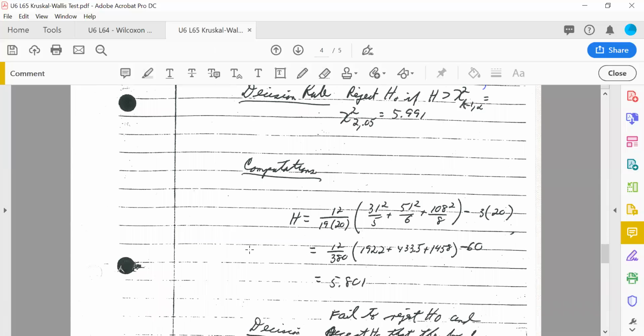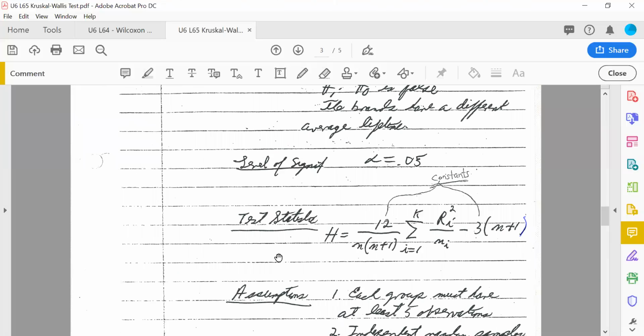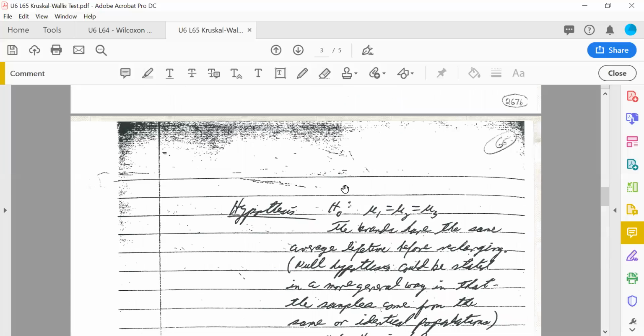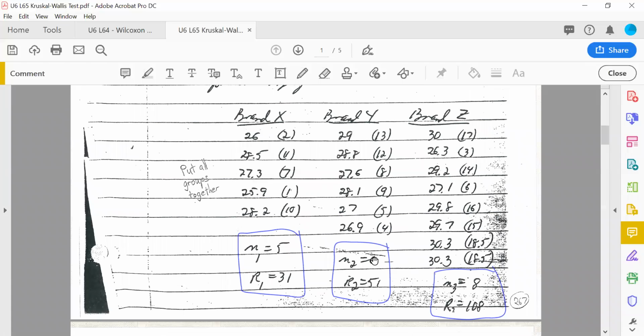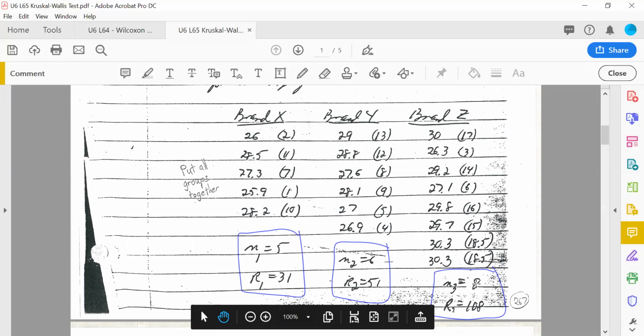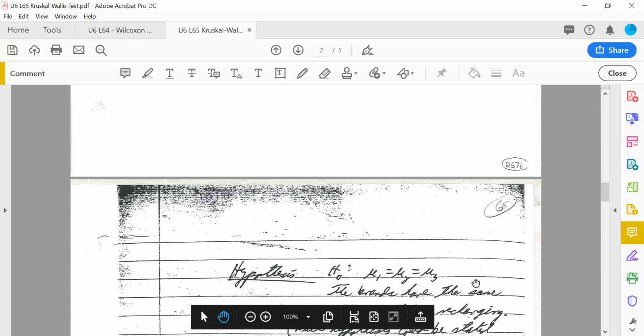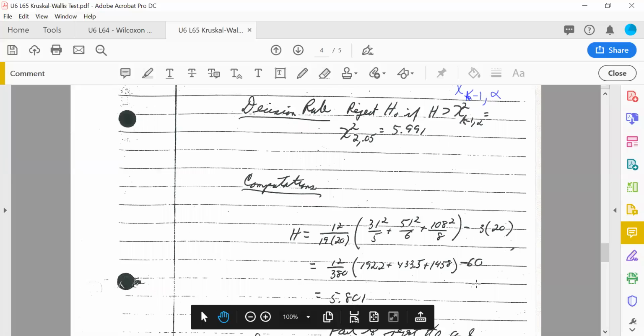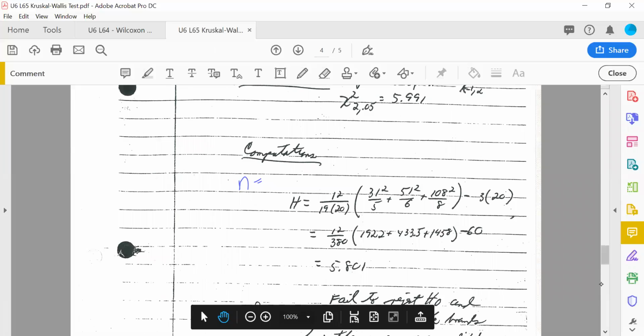Now, what did that H computation mean? So first off, N stands for the total piece of data. So N is the total sample size, which really is brand X plus brand Y plus brand Z. In this case, if you add up, 5 plus 6 is 11, and 11 plus 8 is 19. So going back down right here, N equals 19.